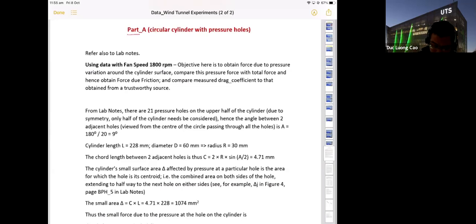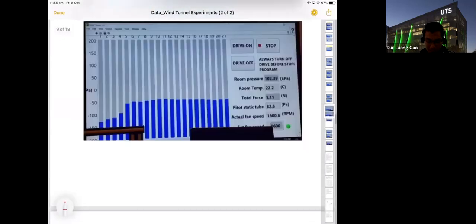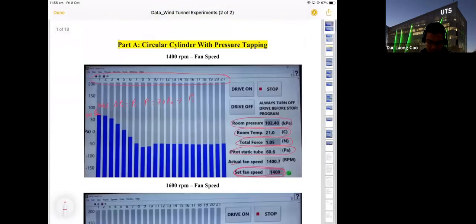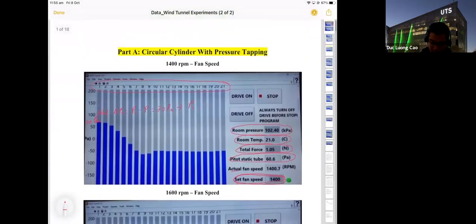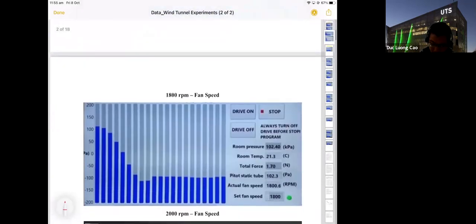Okay, for part A, this one uses the data with the fan speed 1800 RPM. Here, this one is 1800 RPM. This one is 14, 14, 16. And the sample calculation uses the data in this figure, 1800 RPM.